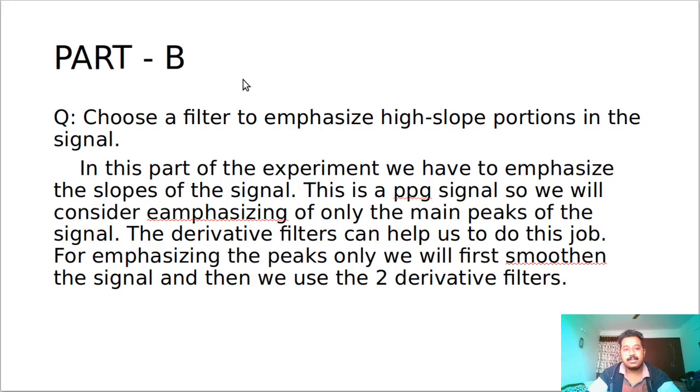In part B, it says choose a filter to emphasize high slope portions in the signal. In this part of the experiment, we are going to be emphasizing the slope portion of the signal, which can be done using a derivative filter or a 3-point central difference derivative filter. You can look up the theory in my previous video. So let's see what kind of output it gives on a live PPG signal.